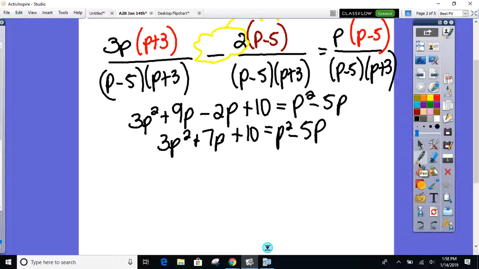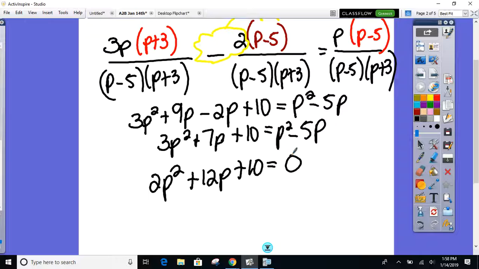Next move. You got it. Yeah, one side equal to 0. So let's move the P squared and the 5P over. So I'll have 2P squared. What happens when I move that 5P over? Plus 12, oh, 12P, excuse me. Plus 10.